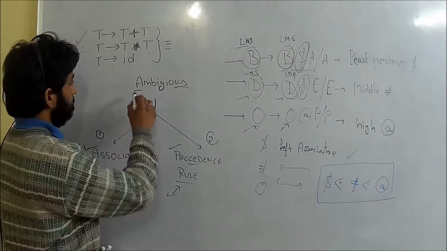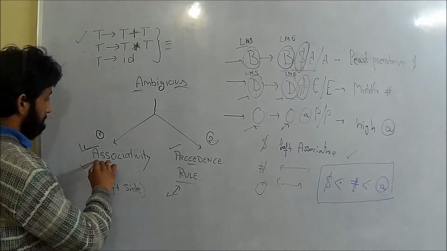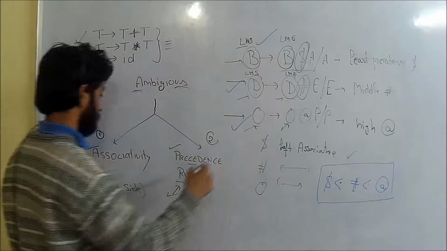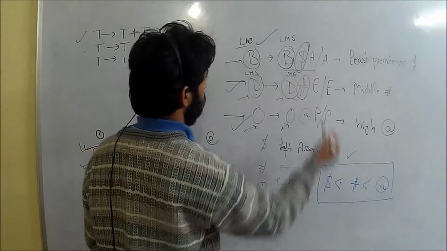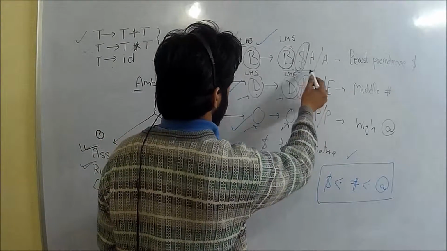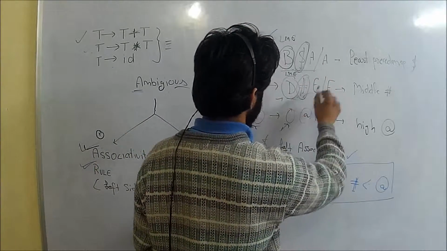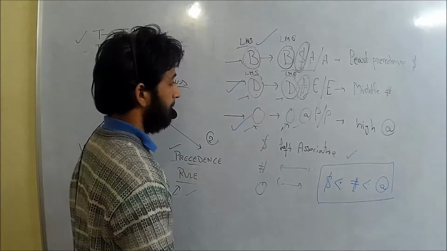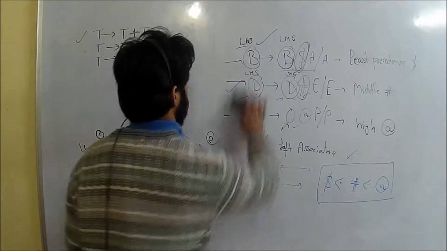Okay, so the grammar is unambiguous because the associativity rule is followed in all three cases. The second one is unambiguous because the rule of precedence is followed. Dollar has the least precedence, then I have hash higher than dollar, then at the rate higher than hash. Okay, so let us see one more example based on this.